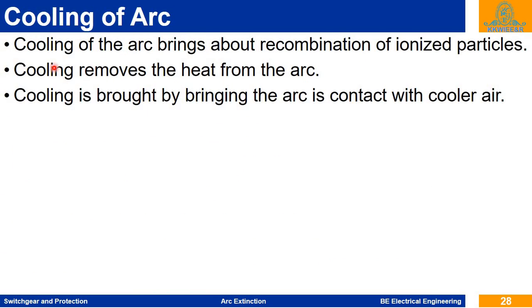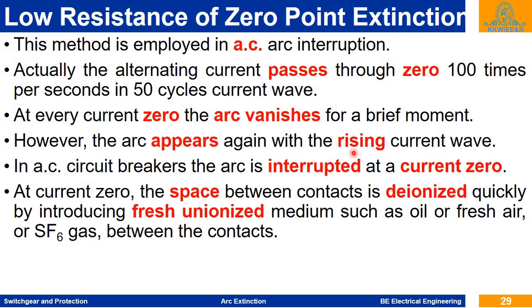Third, cooling of arc. Cooling of arc brings about the recombination of the ionized particles. Cooling removes the heat from the arc, and cooling is brought about by bringing the arc in contact with cooler air. In this way the heat from the arc is taken away, so that there is a recombination of the ionized particles. The heat is removed from the arc with the help of cooler air or cooler gas. So the next method is low resistance or zero-point extinction.